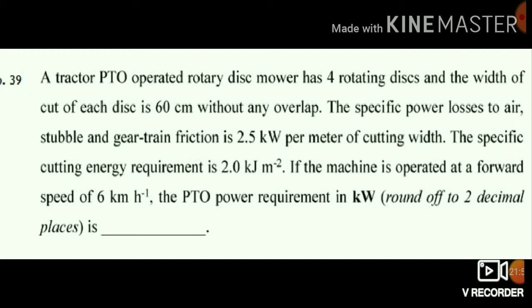You see this question, that 4 rotating discs are given with width of 60 centimeter, and the specific power loss due to friction is 2.5 kilowatt per meter of cutting width, and a specific energy requirement is 2 kilojoule per meter square, and operated speed is 6 km per hour, and it is asking about PTO power requirement. Friends, you see that PTO power requirement is the sum of total power requirement, whatever the power loss in friction plus whatever the power loss in cutting, or whatever all other losses we consider, and then we sum up all the losses and all the useful powers, and then we can get the PTO power requirement.